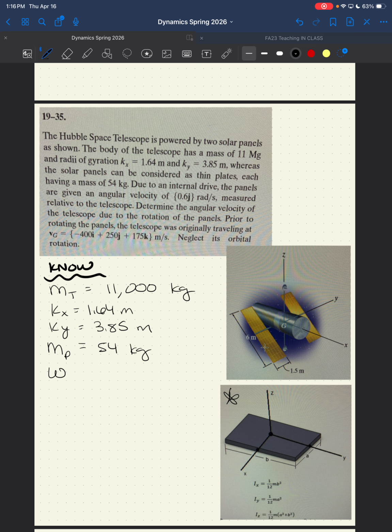The 6 meter, yeah. So I'm going to grab that X equation, which is 1/12 m B squared, B being that 6 meters. Okay, and my mass here of the panel is 54 kilograms. So I can go ahead and figure that one out or just leave it as it is. But it's just a number.